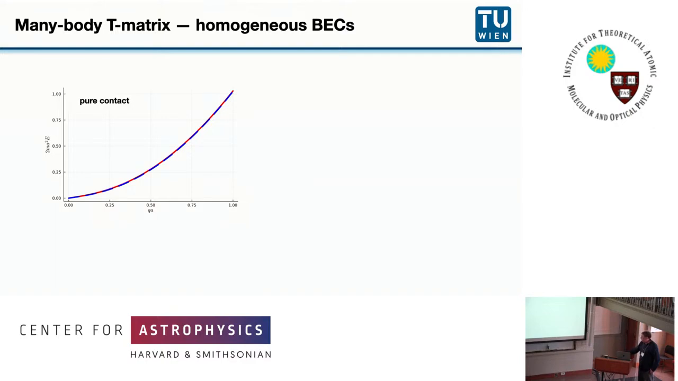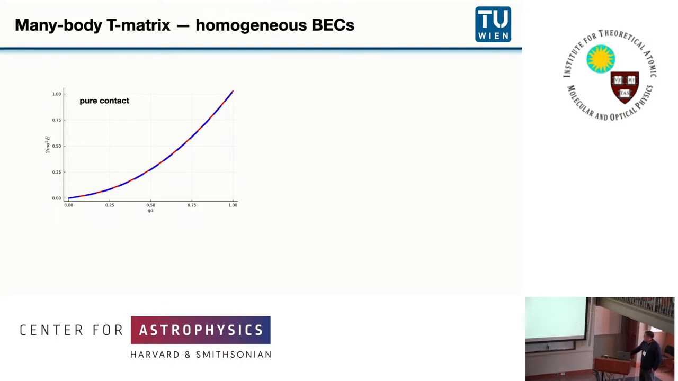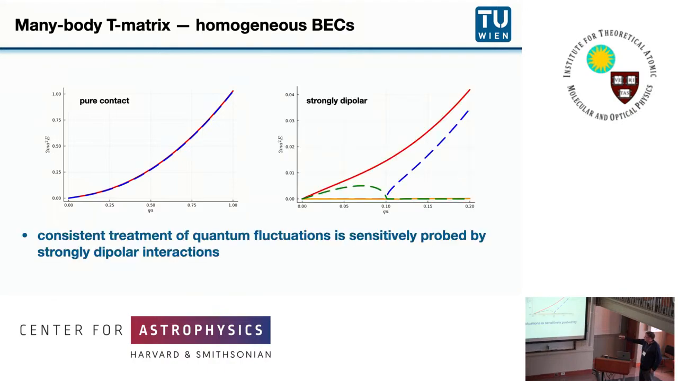If you do the same, even for weak dipoles, to our surprise, you really find big differences when you get close to this instability threshold, right? The dashed lines here show the old theory, so to say, using Pohl theory slightly beyond this instability threshold, and if we do this many-body T-matrix calculation, we actually find that the gas is still stable.